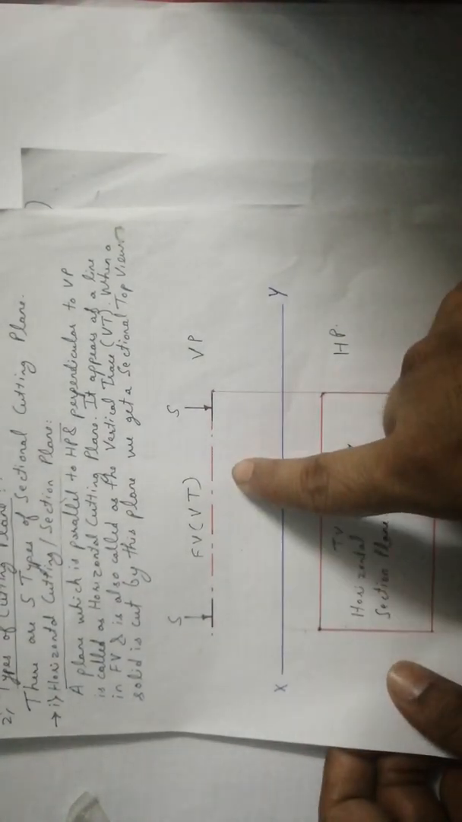Now, whenever an object is cut by using this plane, we get a sectional top view. We get a sectional top view in this case. Now, what is the second type of plane? Vertical section plane. That is also called a horizontal trace.